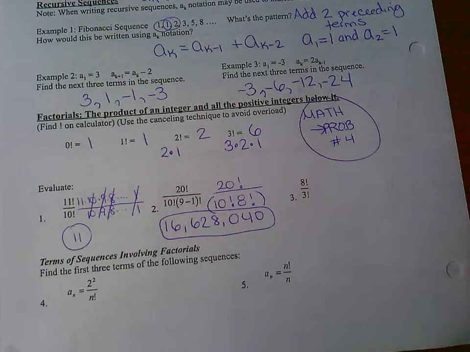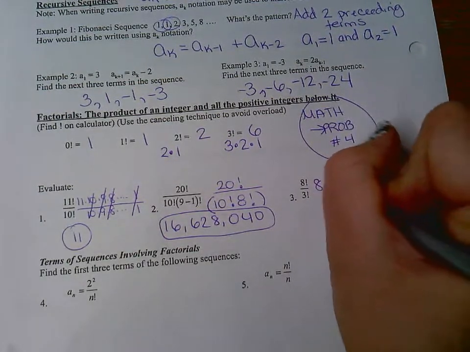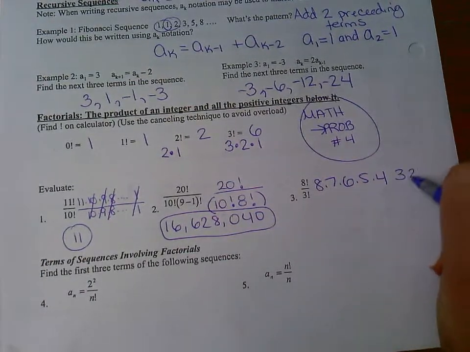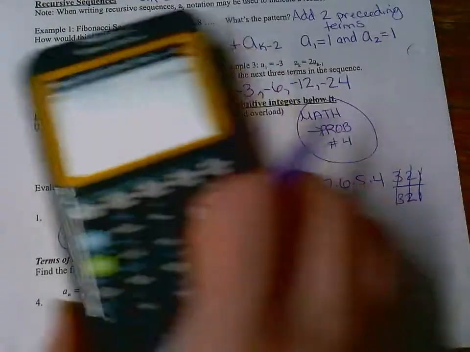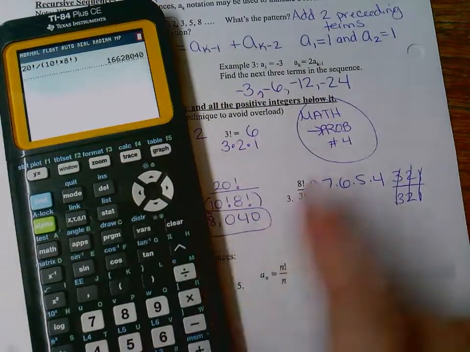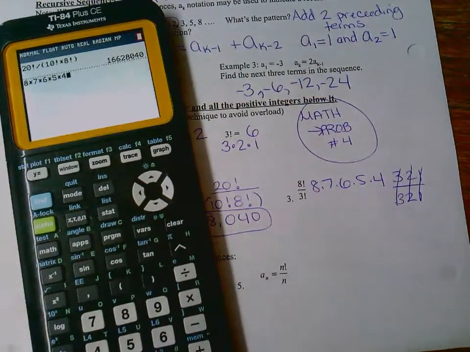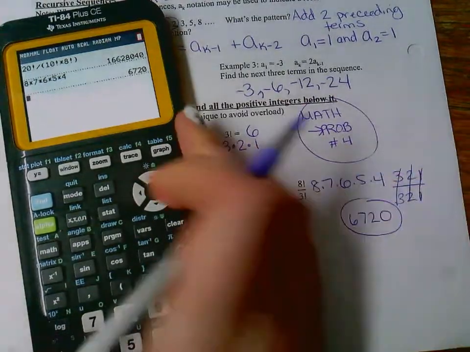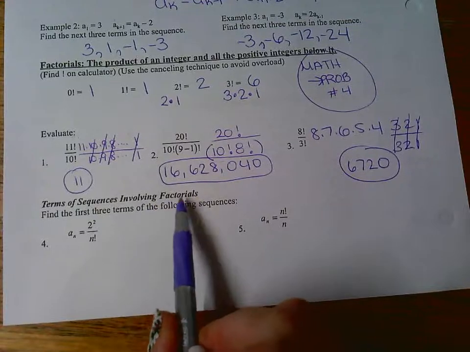Number 3, you really could do this without a calculator, or you could just do 8 times 7 times 6 times 5 times 4, right? Because 3, 2, 1 is going to cancel with the 3, 2, 1 in the denominator. So if you don't want to find the math prob factorial key, 8 times 7 times 6 times 5 times 4, 6,720.